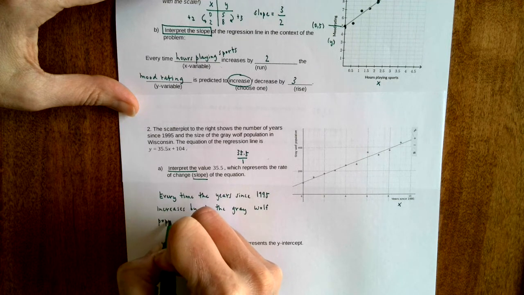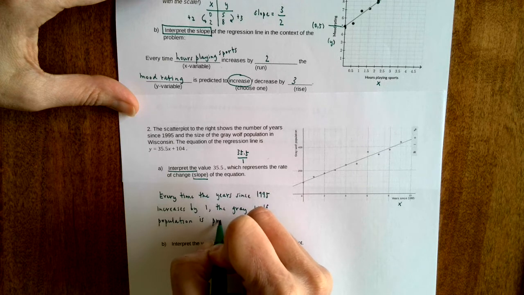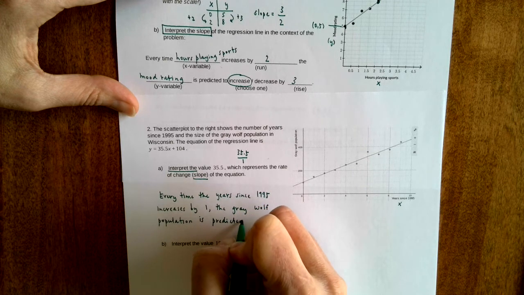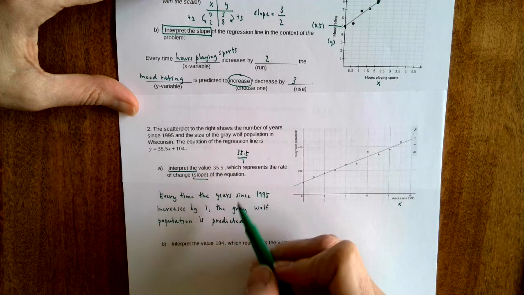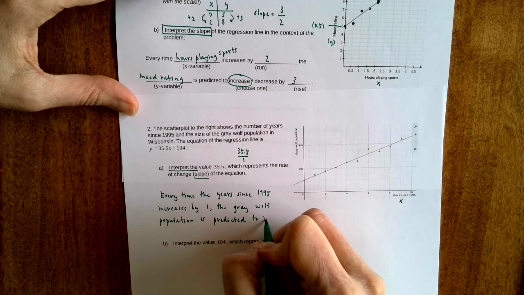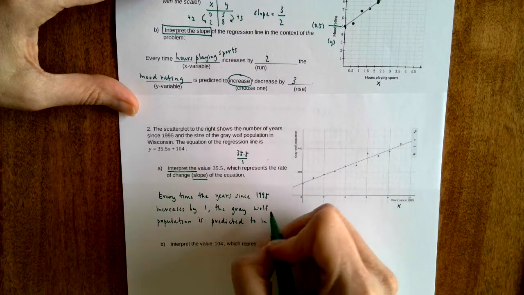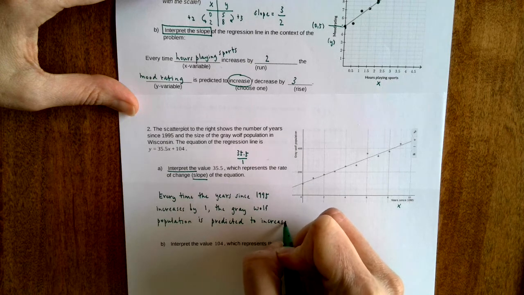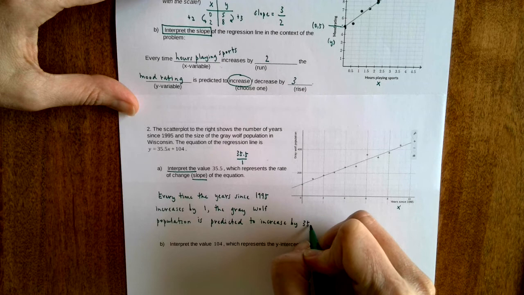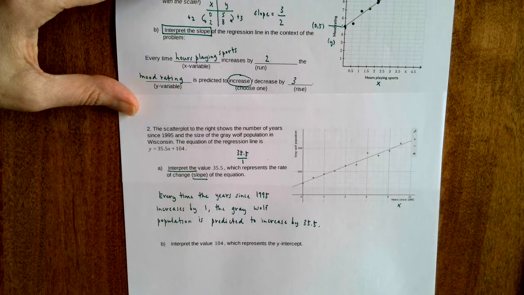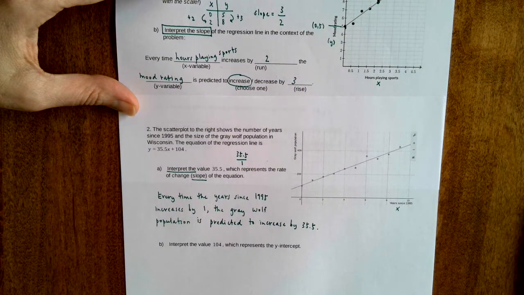population is predicted to, now I have to decide if it's increase or decrease. Well, if I look at my top number, it's positive, so that means it's predicted to increase. We can also see that here because the slope is positive. So it's predicted to increase by, and our value is 35.5. So we're using that same sentence structure. It's really important that you get familiar with that.